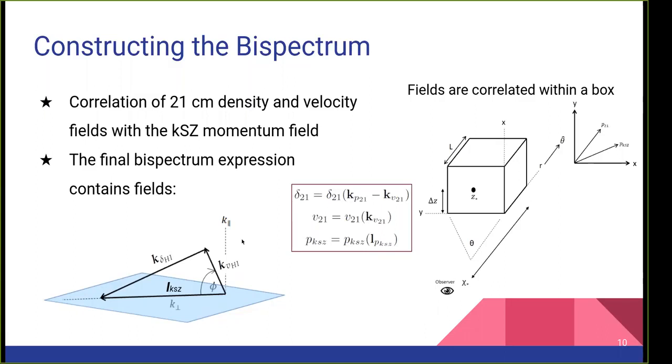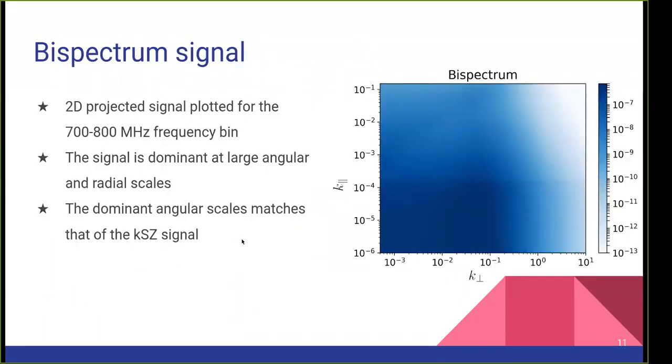So you can consider the universe to be constructed of redshift boxes, and then you compute the signal within each box and sum over the signal in each individual box. And in computing the bispectrum signal, I show the result for the signal plotted for the 700 to 800 megahertz frequency bin.